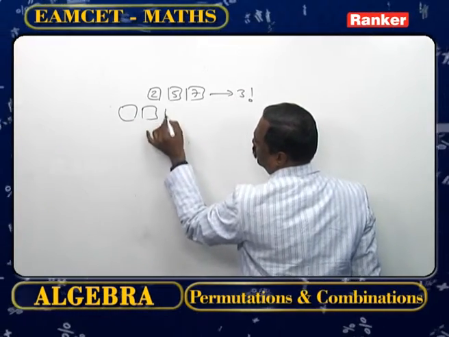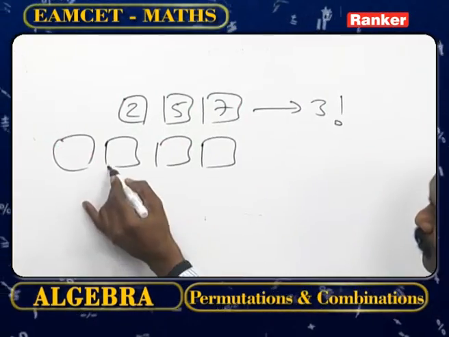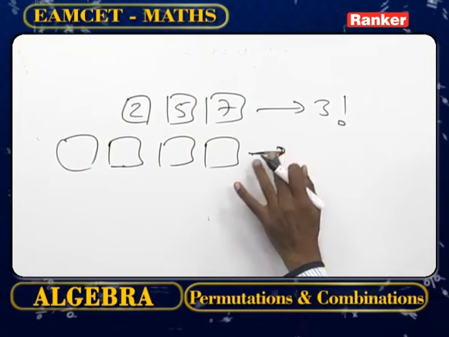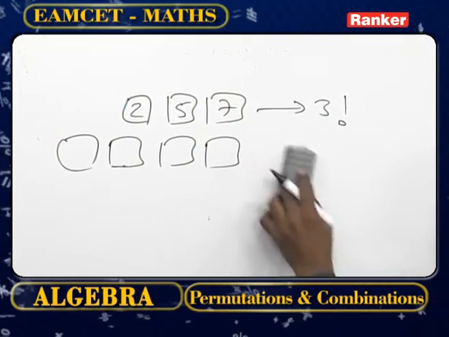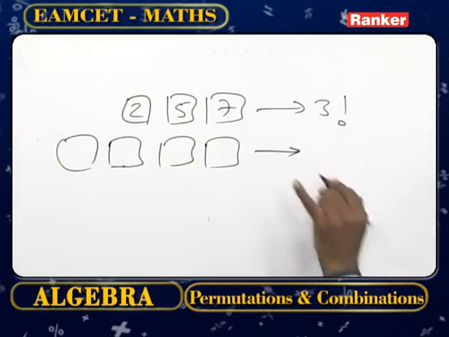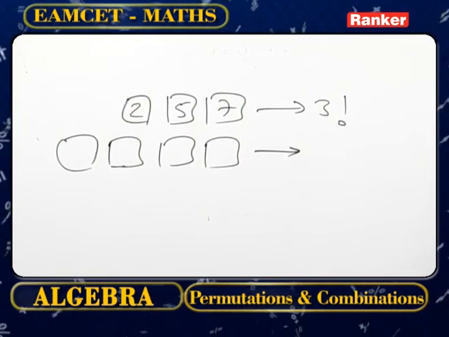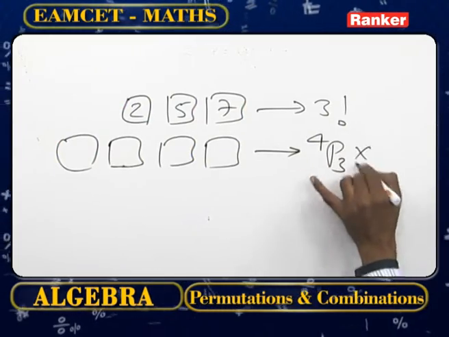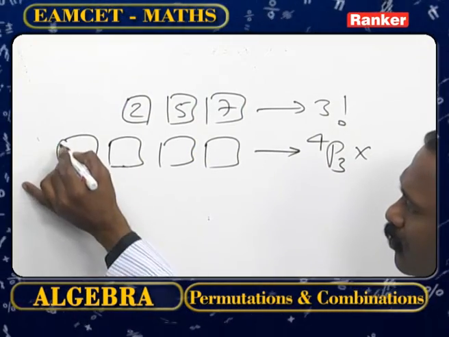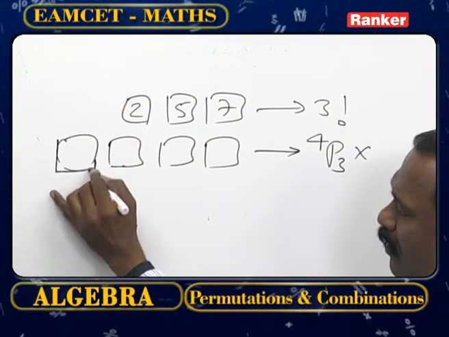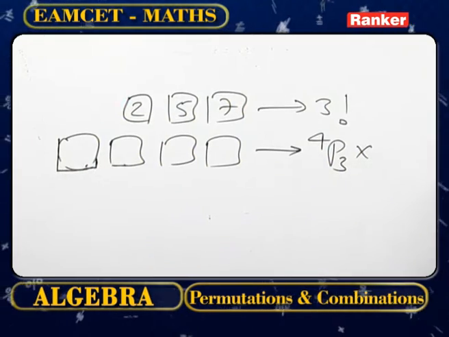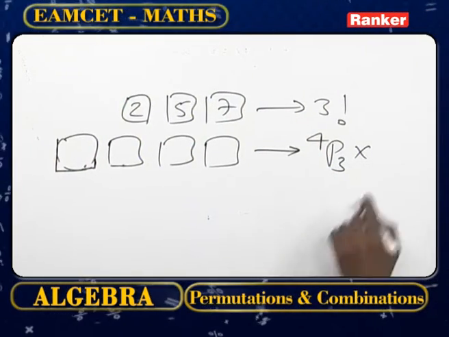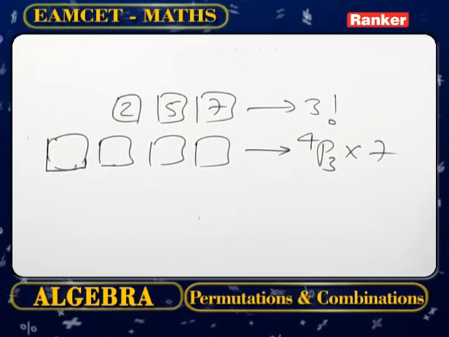Similarly, here also, first you fill the 4 places. What I was saying, first of all, you have to always fulfill the restriction given. 4 blank places, 3 digits, 4p3. This blank place can be filled with the remaining digits. How many digits will be there? 7 will be there. Into 7.